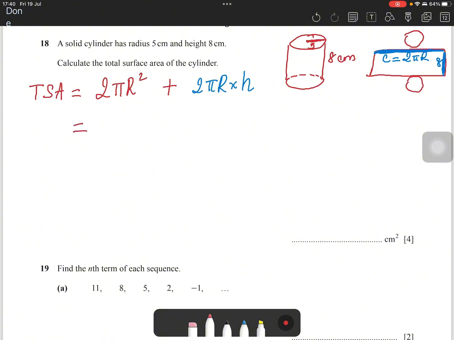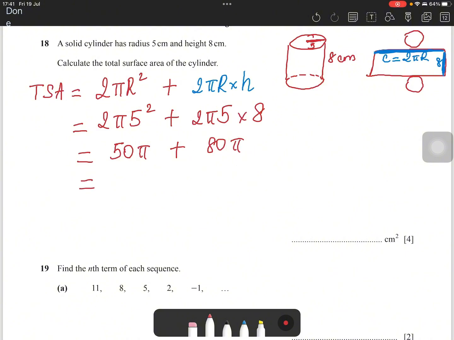Now let's substitute the numbers. 2 pi r is 5. So this is 5 squared plus 2 pi 5 times the height, which is 8. 5 squared is 25. 25 times 2 is 50. So we have 50 pi plus 5 times 8 is 40. 40 times 2 is 80. So the answer is 130 pi, which is 408 square centimeters.